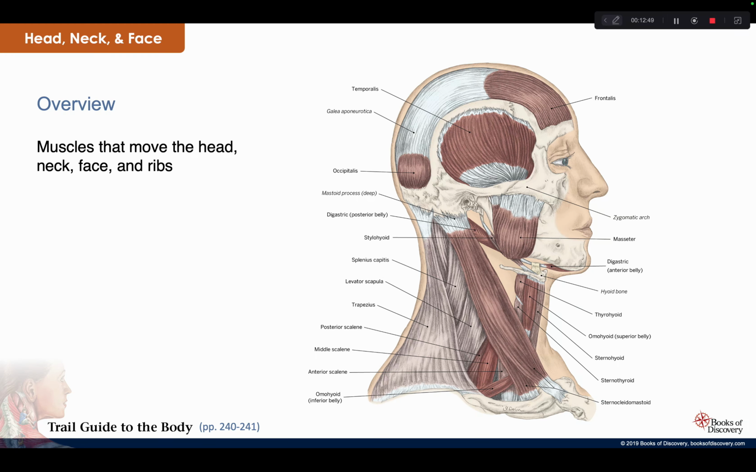So now we have the muscles added to the skeletal system. These are the main muscles of the head and the neck. We're going to go into details on each muscle and the action and the attachment points for frontalis and temporalis, occipital region, SCM, masseter, and so on.